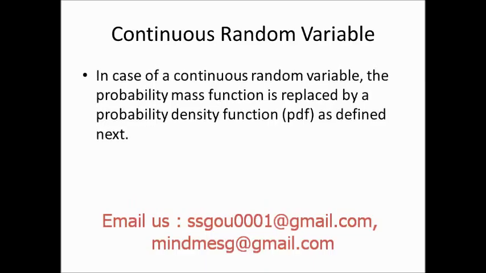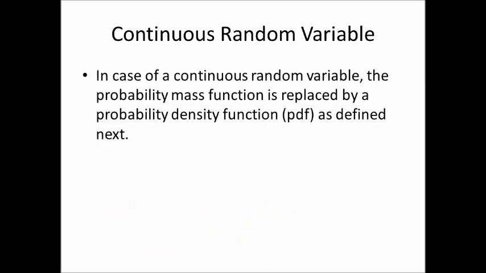Moving on, let's talk about a continuous random variable. Because of the word continuous, the random variable takes all possible values over one interval or more than one interval. Instead of a probability mass function, we call it a probability density function. In dealing with a discrete random variable, we define a PMF, probability mass function. In dealing with a continuous random variable, we define a PDF, probability density function.